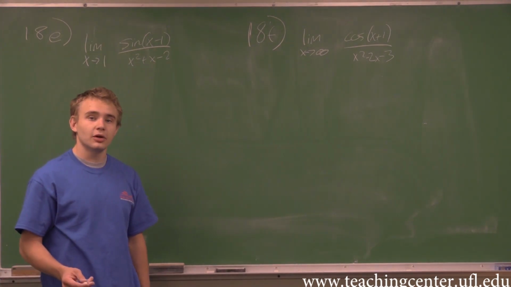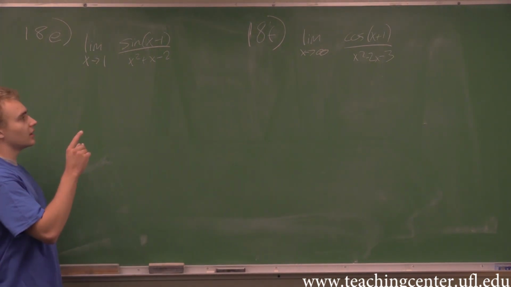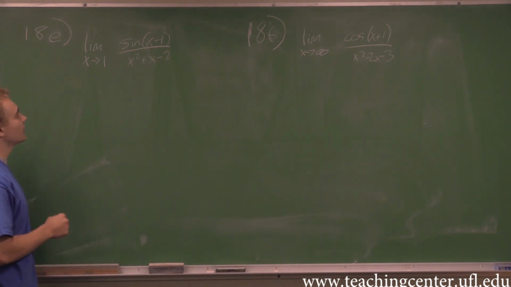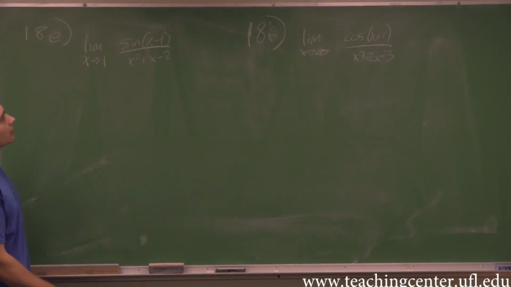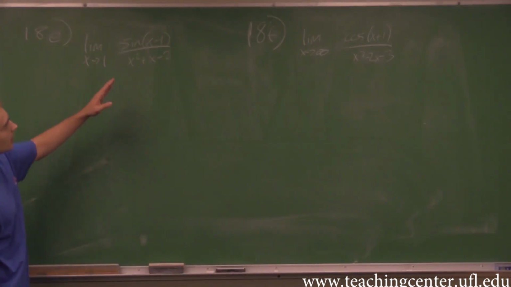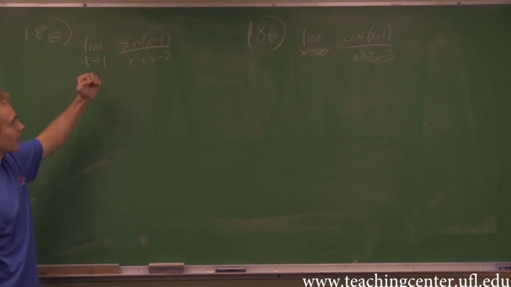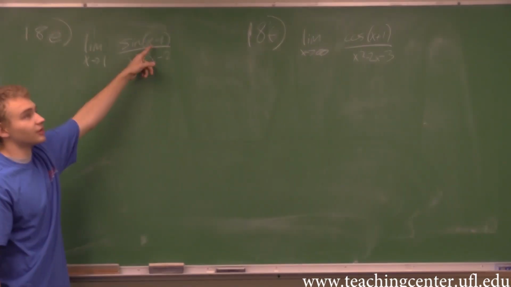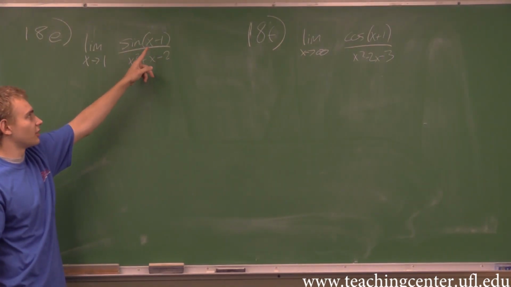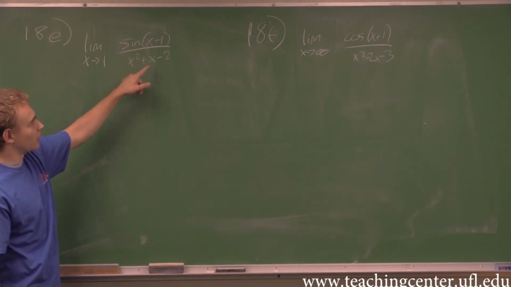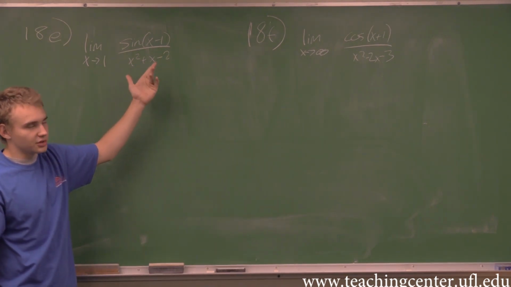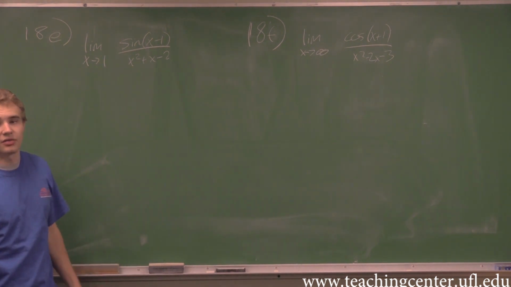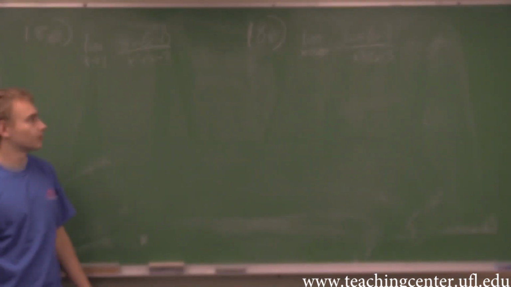All right, so we are now looking at 18 part E and 18 part F. So let's look at 18 part E. Limit as x goes to 1 of that junk. When it looks like this, I don't have much to go on. I can try plugging in 1 and I'll get sine of 0, because 1 minus 1 is 0, over 1 plus 1, which is 2, minus 2, which is 0. 0 over 0. I'm indeterminate.